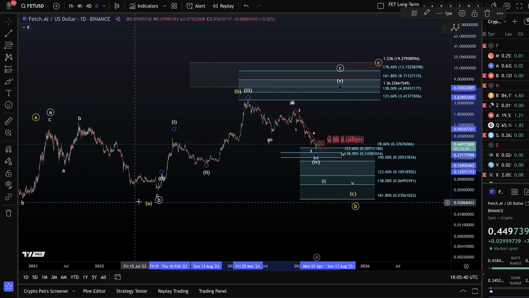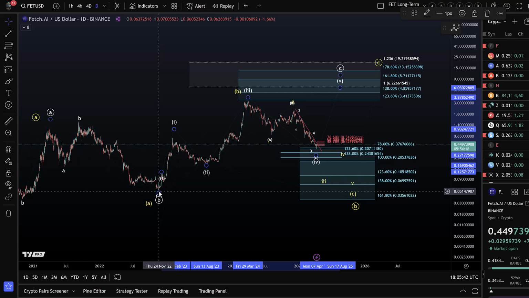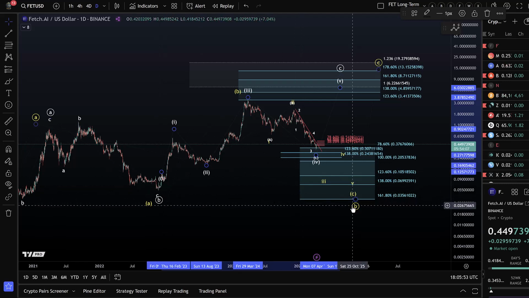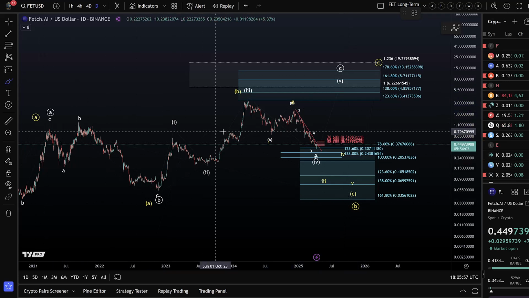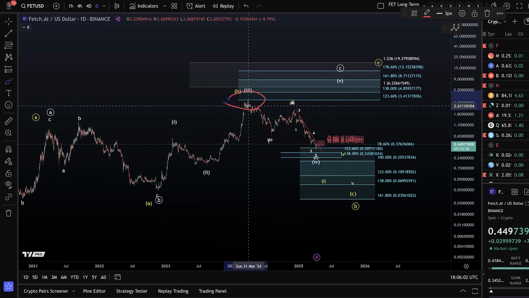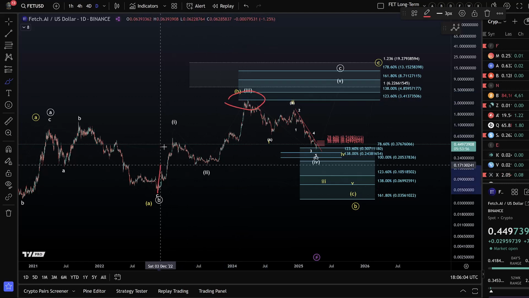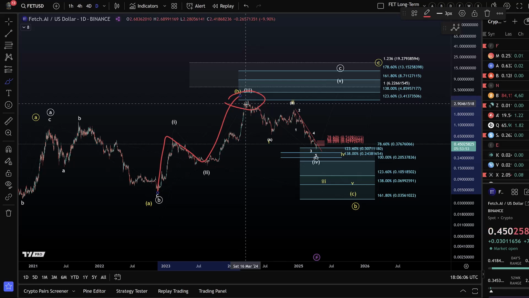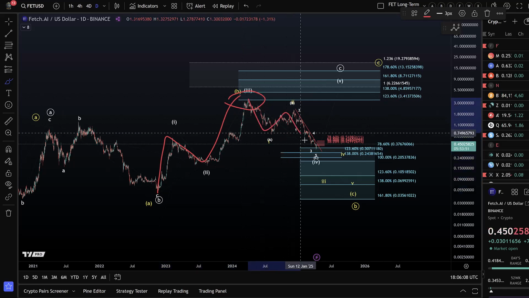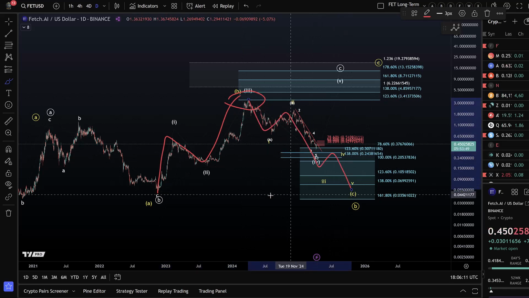In this scenario, the B wave never finished. So in the white scenario, wave B potentially bottomed in November 22, but in the yellow scenario, it's still unfolding. The main reason why this is a plausible scenario is because B waves can overshoot, and this move up was too weak for a third wave. So it can be classed as a B wave, which is a 3-wave move. We're now moving down in 5 waves to complete the C wave.